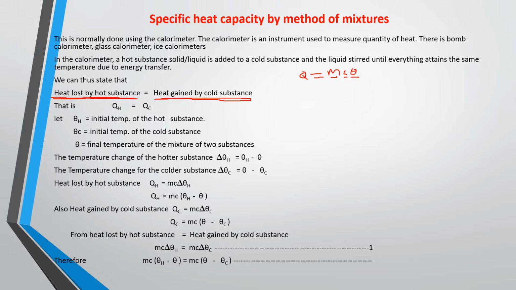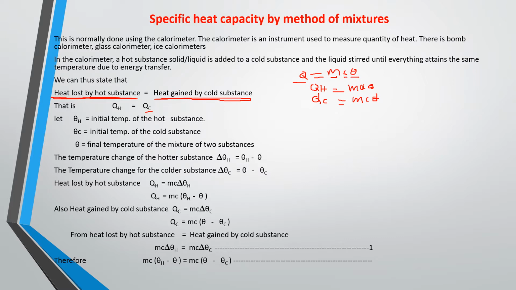Now we've said that quantity of heat is Q. So we can represent it for the hot substance as QH equals MC theta. Then the one for cold, we can write it as QC, quantity of heat for the cold substance, the same thing as MC theta.